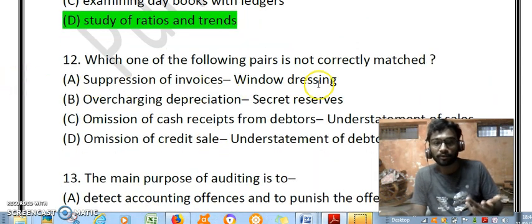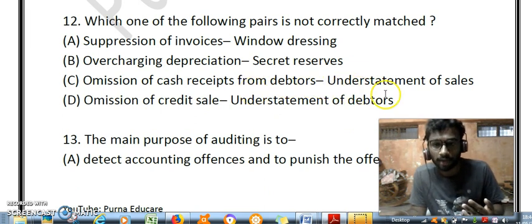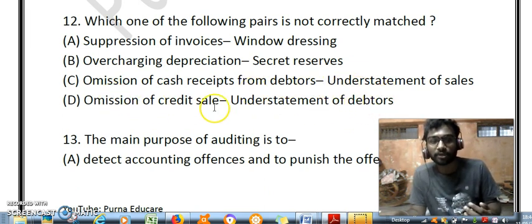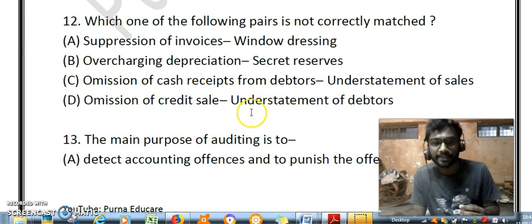Which one of the following pairs is not correctly matched? Suppression of invoices, window dressing, overcharging depreciation and secret reserves, omission of cash receipts from the debtors and understatement of sales, omission of credit sales and understatement of debtors. So, what could it be?